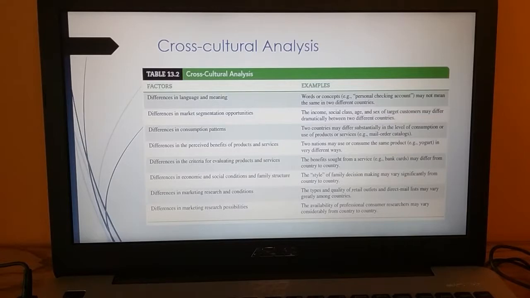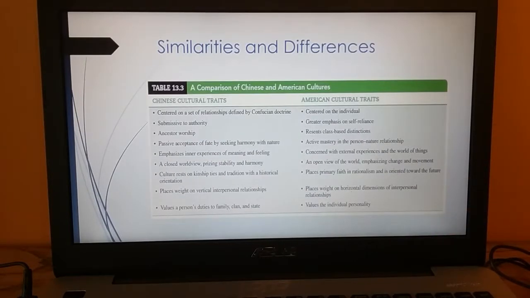Style of family decision making can vary from country to country or culture to culture. Ability in marketing research, ability to conduct marketing research in the company, and also what some of the different possibilities are that you can take a look at. That's a cross-cultural analysis. Okay, and then similarities and differences.